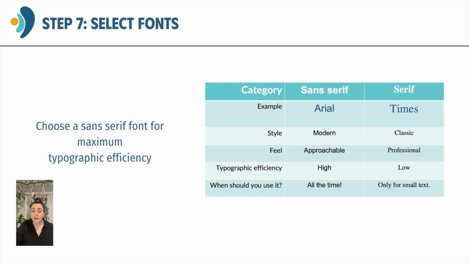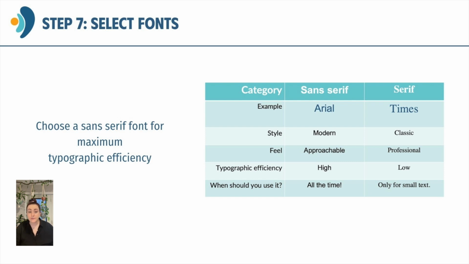And when we look at typographic efficiency, so how someone can move through that text and how easily it's understandable, we see that sans serif fonts are more typographically efficient than serif fonts. So for your visual science communication, it's often recommended to try to go for a sans serif font. But that doesn't mean you should use it all the time.